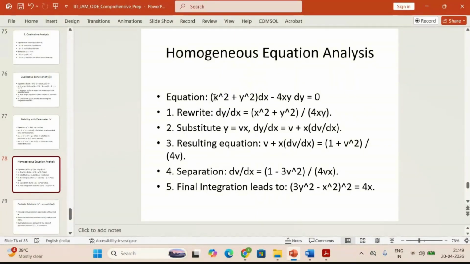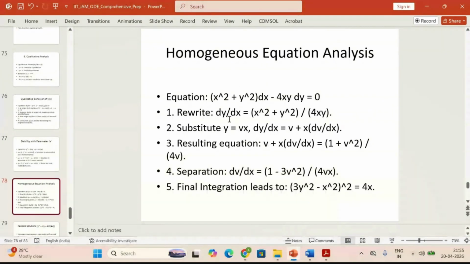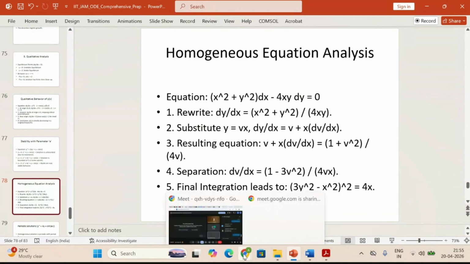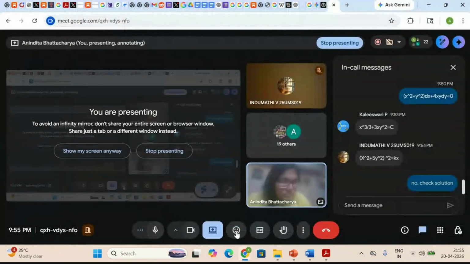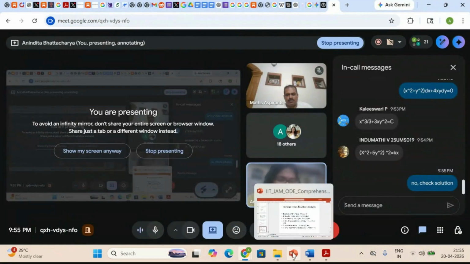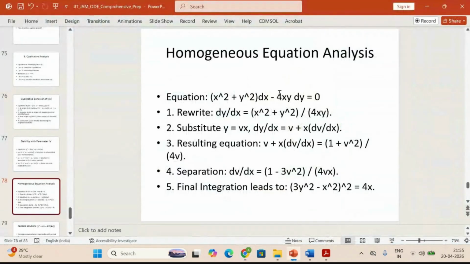So solve this equation: (x squared + y squared) dx minus 4xy dy equals 0. So rewrite dy/dx equals, wait. Oh, I wrote plus 4xy. It should have been minus 4xy. Maybe your answers are correct. So just look into the process. I'm very sorry. I wrote plus 4xy.